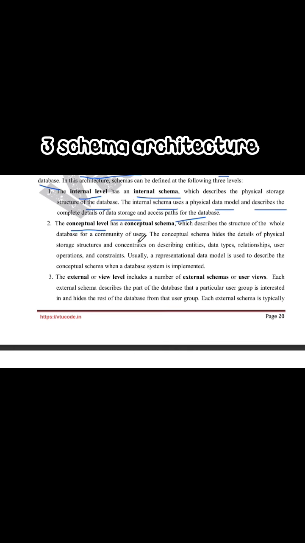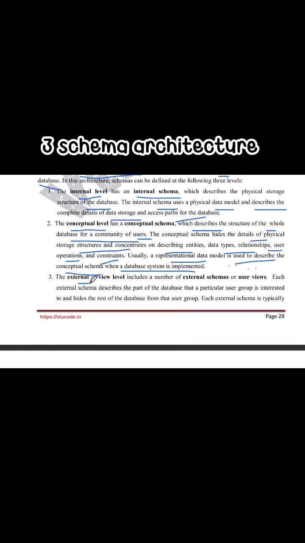Second, the conceptual level. This level has a conceptual schema which describes the structure of the whole database for a community of users. The conceptual schema hides the details of physical storage structures and concentrates on describing entities, data types, relations, users, operations, and constraints. Usually, a representation model of data is used to describe the conceptual schema when a database system is implemented. What this says is, this level describes the structure of the entire database, like all tables, relationships, constraints, and hides the storage details from users. For example, a student table has columns like USN, name, branch, and semester.